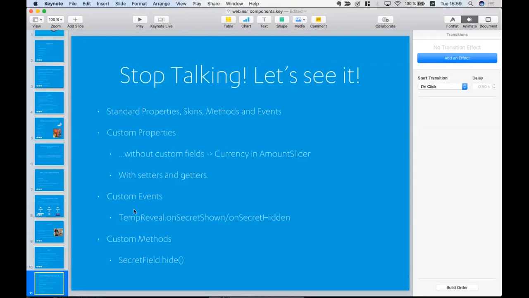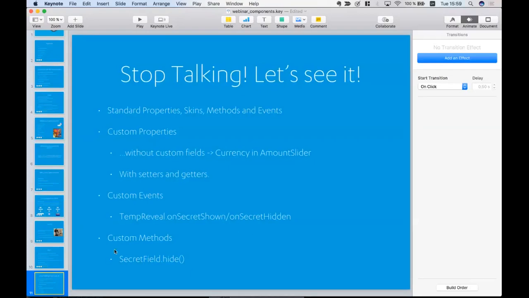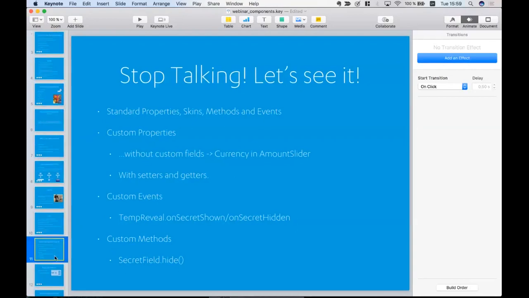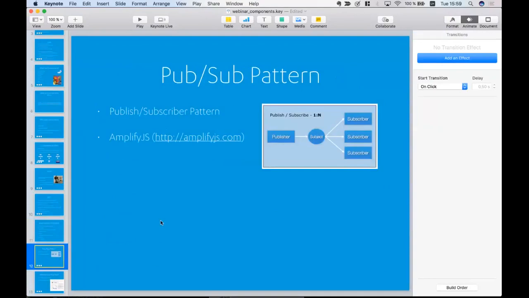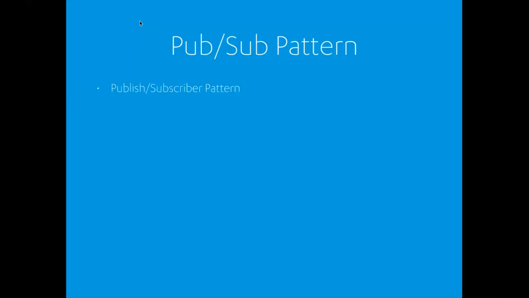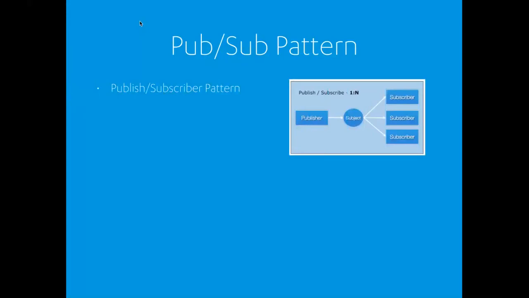I noticed that we're doing very badly with time. All of these examples are already published, so I'm going to skip through the rest of custom methods, and I'm going to jump right into the PubSub pattern, okay? So PubSub stands for Publish Subscribe. The basic idea is that one element sends out a message, kind of like a broadcast. And then there are other parts of your application listening to see whether that event occurs. And when that event occurs, they do something, okay?